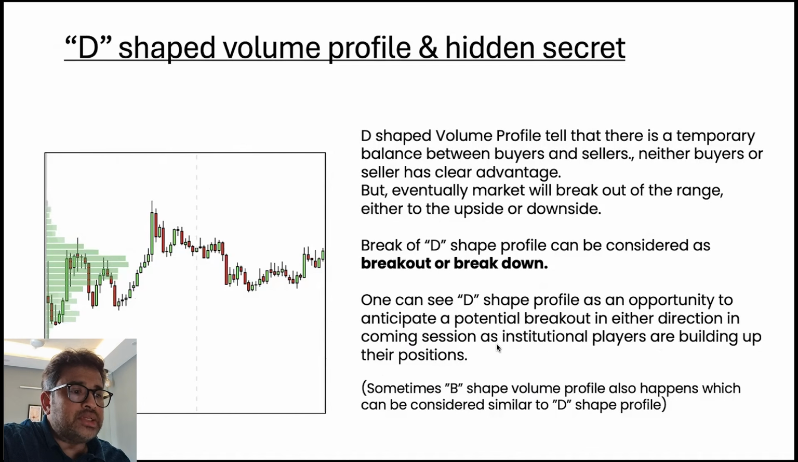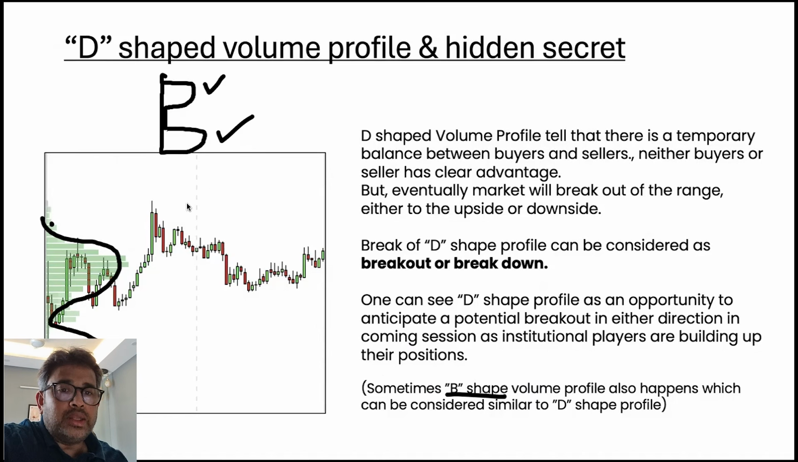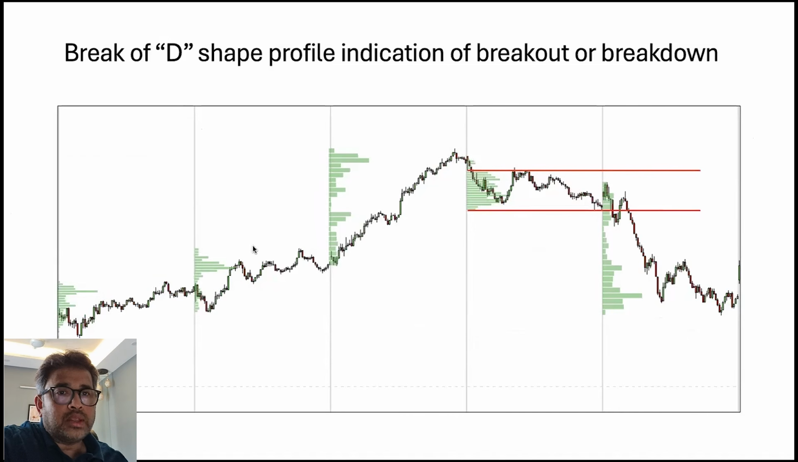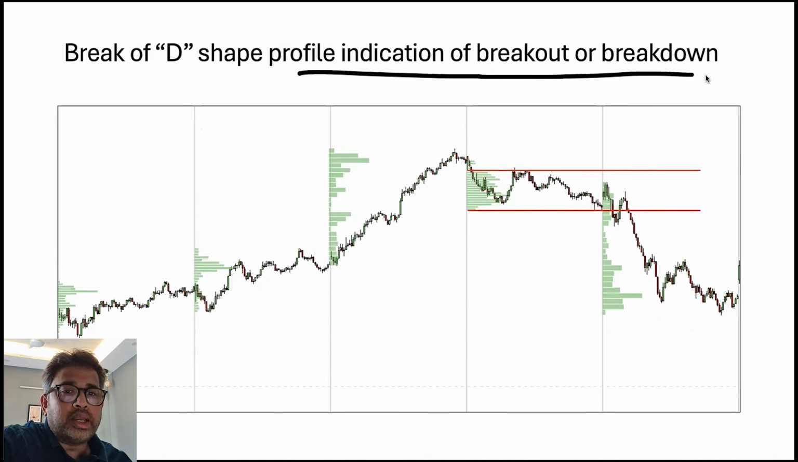And sometimes you can see a B-shaped volume profile also. A B-shaped volume profile means you will see the highest volume here, then you will see the highest volume here. Okay. So whenever you see a B-shaped profile, you can consider it similar to a D-shaped profile. That means consolidation is taking place, buyers and sellers are in control. Okay. I said a break of a D-shaped profile is an indication of breakout or breakdown, right?